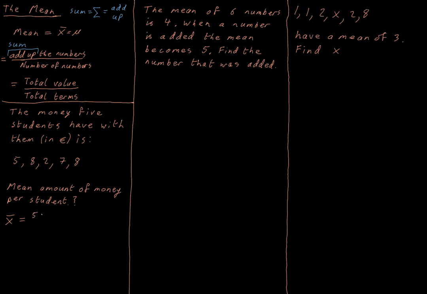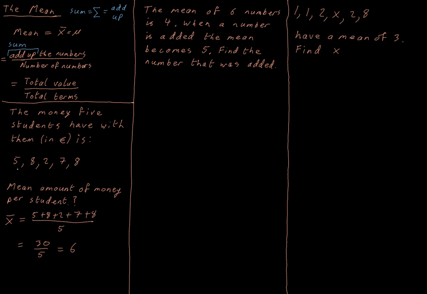So we just add up all of our numbers, 5 plus 8 plus 2, plus 7, plus 8, all divided by our number of numbers, which is 1, 2, 3, 4, 5. So we add up all of our numbers and we get 30, divided by 5, which gives us 6. Now the fact that 6 is not a number in our data set is not a problem. That just means it is the average amount of money that the students have on them. It doesn't mean that any individual student must have that amount of money on them.